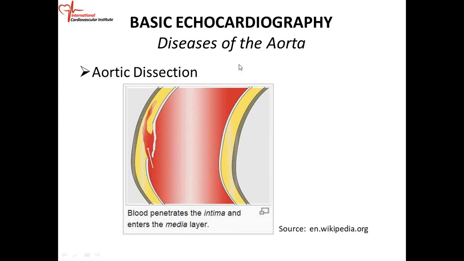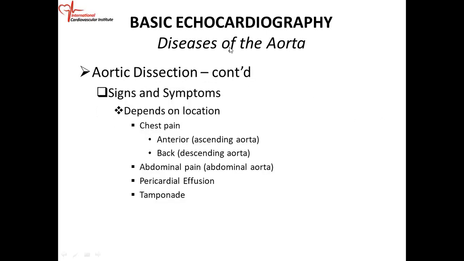So if this is the aorta, okay, so blood penetrates the intima and enters the middle layer. So you have a tear in the wall. The blood enters the intima and rips and just continues to rip the wall of the aorta in two. What are the signs and symptoms? How are patients going to present?